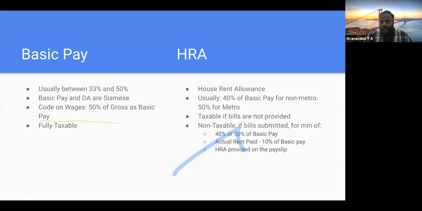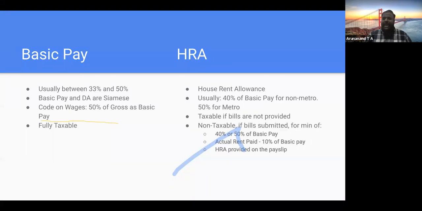The reason being, basic pay, as I said, is fully taxable, but in the case of HRA, it can be non-taxable because you don't have to pay income tax on that, provided there are 3 conditions given. Of these 3 conditions, whichever is minimum, on that amount you don't have to pay tax. So the first condition is 40% or 50% of basic pay, whether it is metro or non-metro.